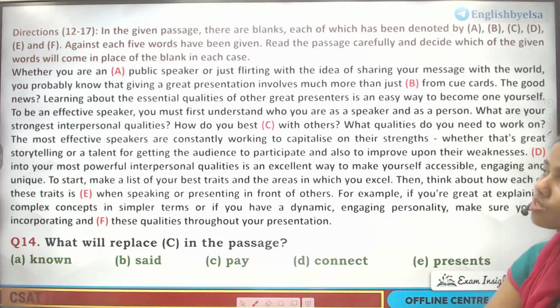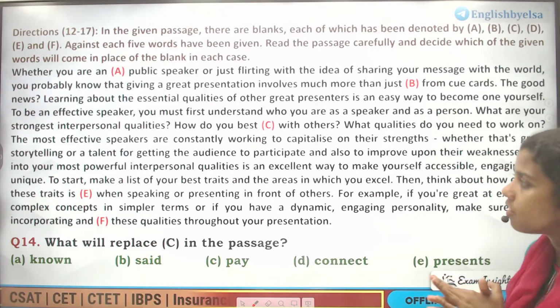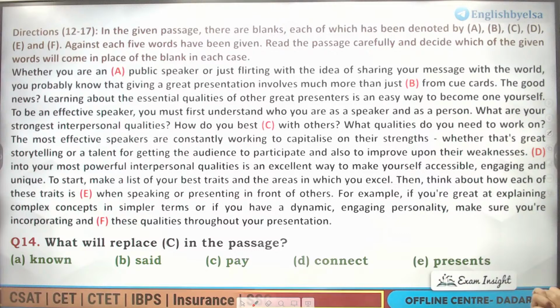Moving ahead to the third blank. The good news, learning about the essential qualities of other great presenters is an easy way to become one yourself. To be an effective speaker, you must first understand who you are as a speaker and as a person. What are your strongest interpersonal qualities? How do you best dash with others? Known, said, pay, connect, presence. Easy one.